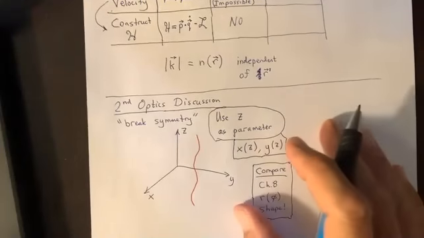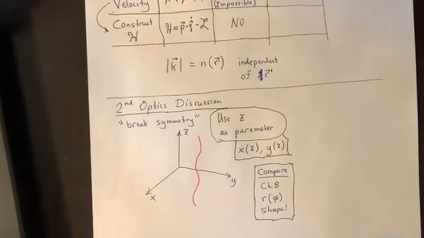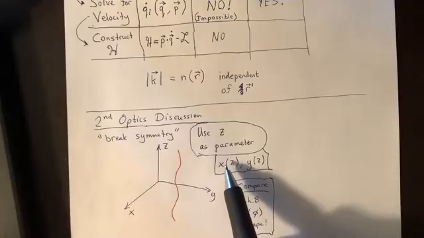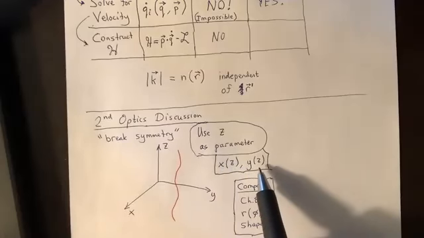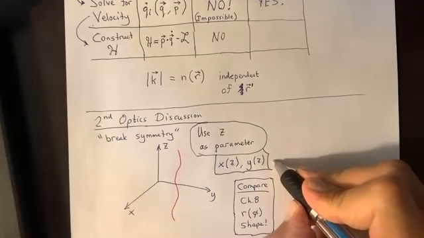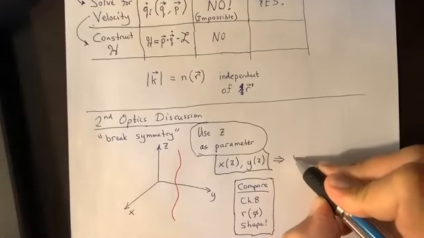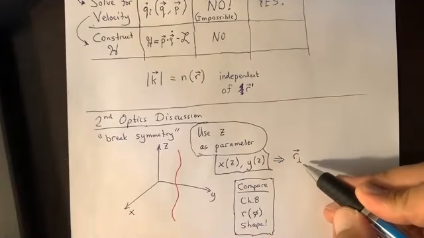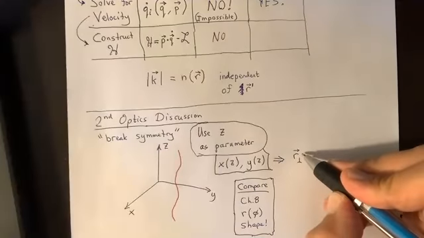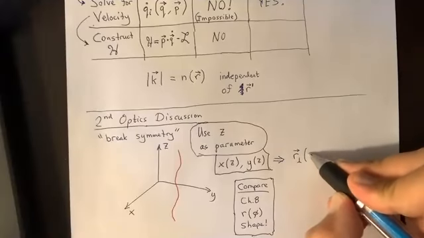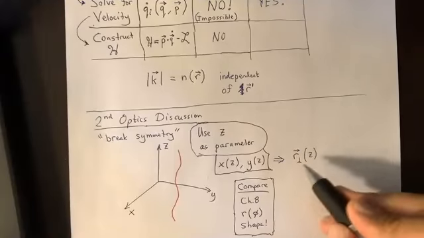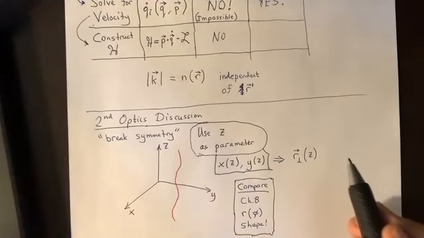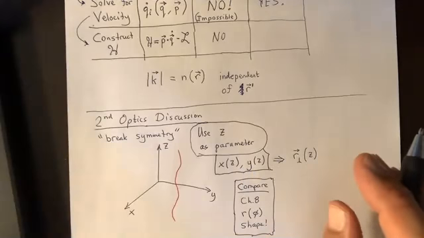Okay, so here's what's happening with our second optics discussion. We use z as the parameter. So our goal in life is to find x as a function of z and y as a function of z. These two things we're going to call r perp. So here's this little symbol to indicate perpendicular. And so this is a two-dimensional space perpendicular to the z-axis. So again, x of z and y of z, we're going to call that r perp. That's the perpendicular space. It's perpendicular to the z-axis.